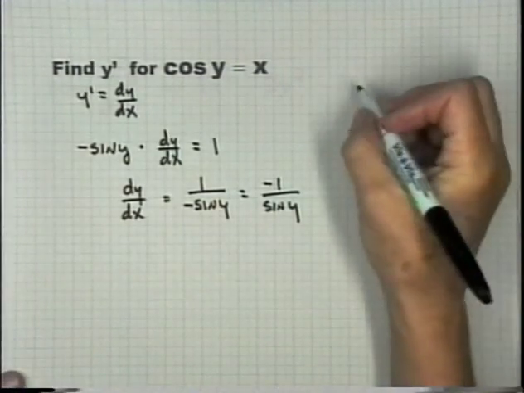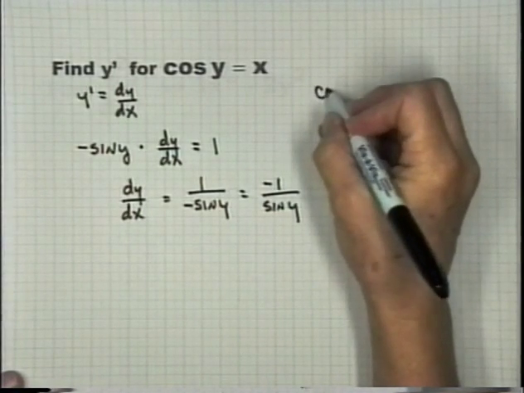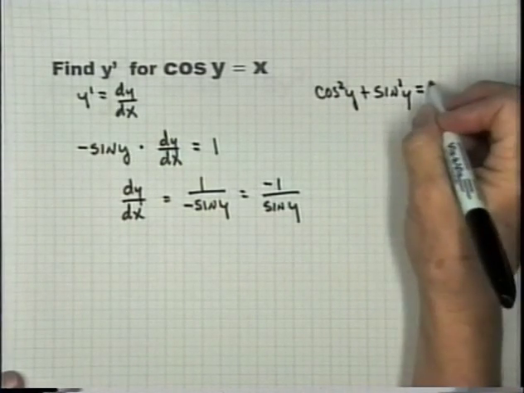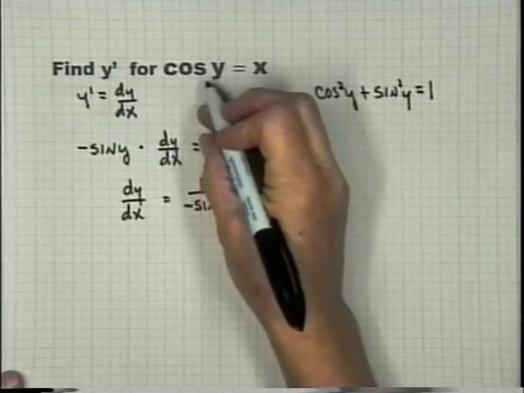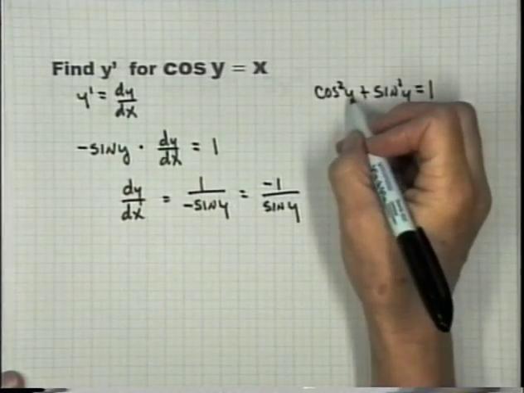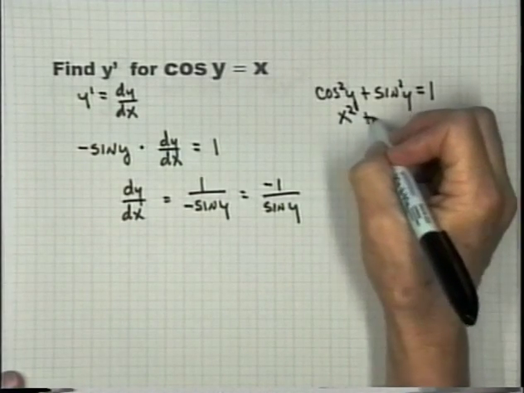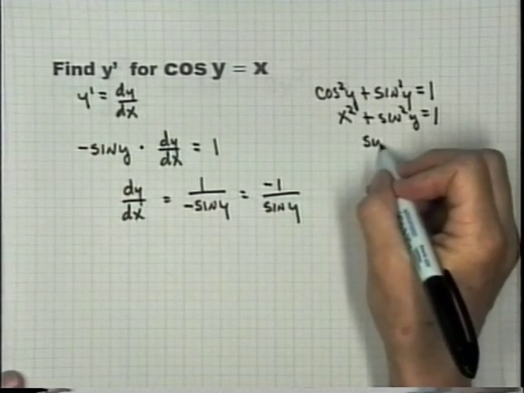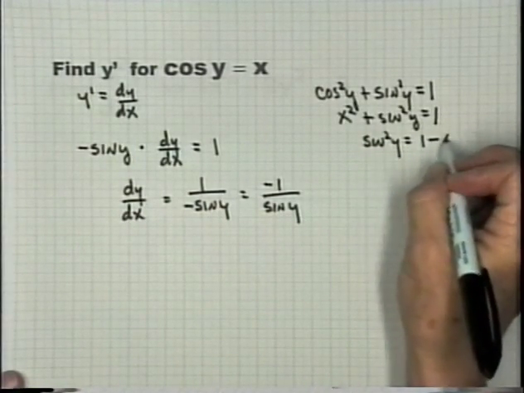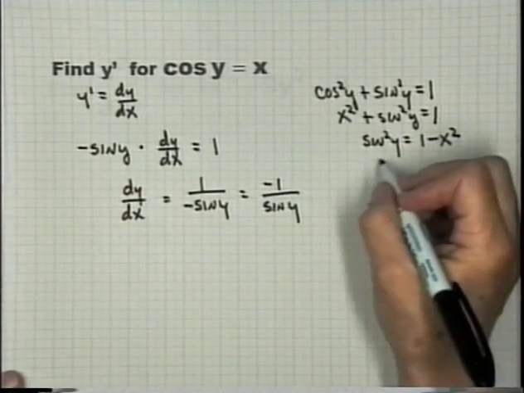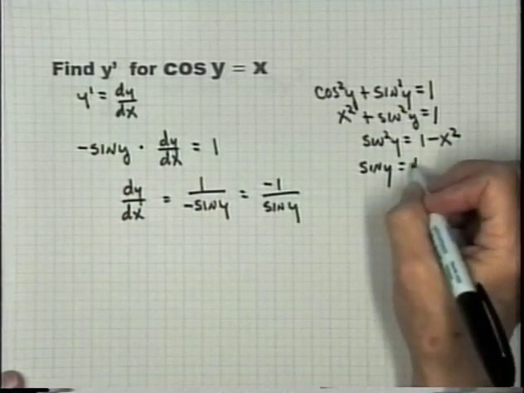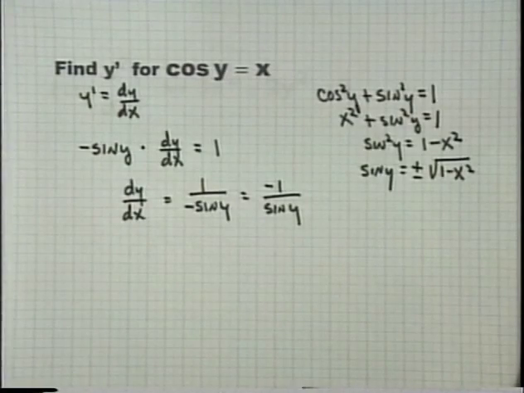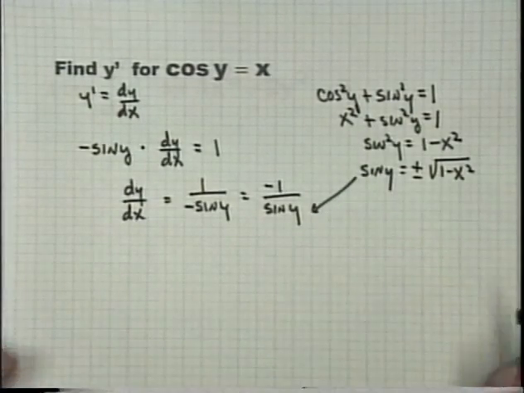Now, recall from trig, you have an identity. Cosine squared y plus sine squared y equals what? 1. Since the cosine of y is x, cosine squared y would be x squared. So x squared plus sine squared y equals 1. Sine squared y then equals 1 minus x squared. And so the sine of y would be either plus or minus the square root of 1 minus x squared. Now, I can replace this in this formula.